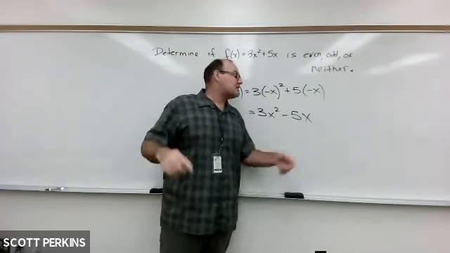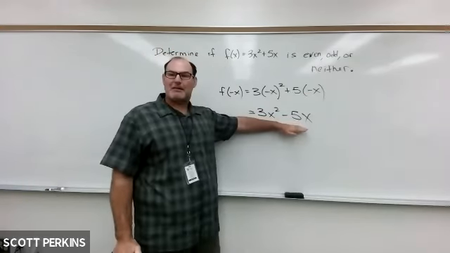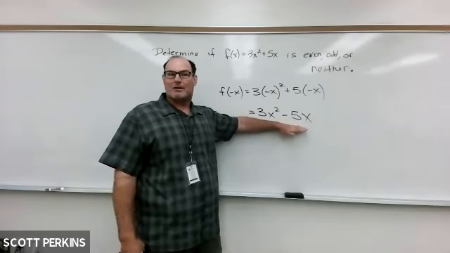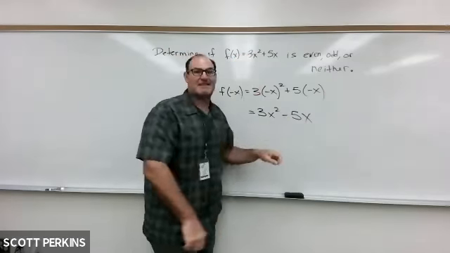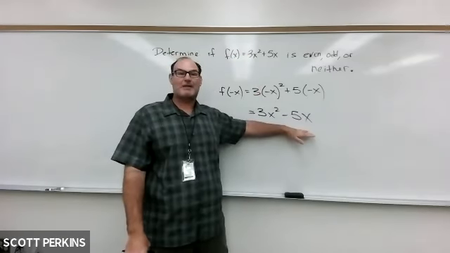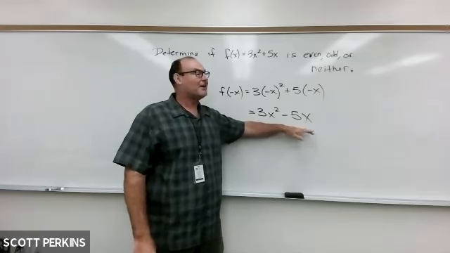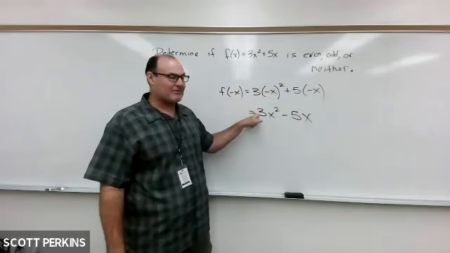And my conclusion: is this the exact same thing that I started with? Now, the 3x squared is good, but then I changed the sign on the 5x. Is this the exact opposite? Is every term the exact opposite of what I started with? No, these are both positive, and I've got one of each.